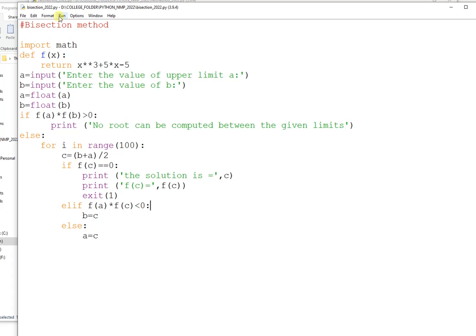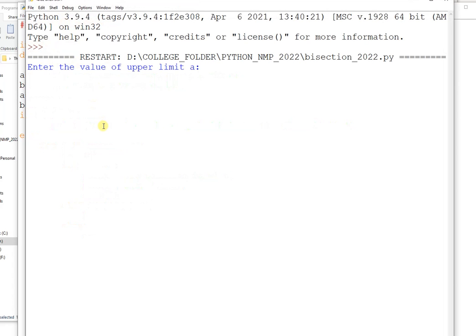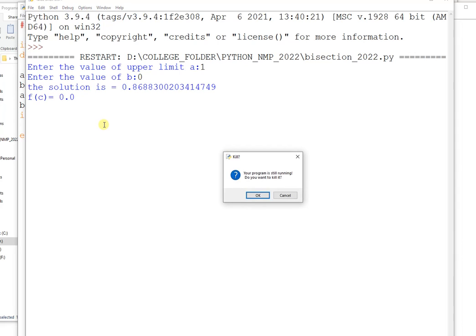So let us run the program. Enter the value of upper limit. Upper limit we have put 1. Then lower limit 0. The solution of this equation is 0.8688 etc. And f of c is equal to 0. When you substitute this value in the function, you will get 0. So that is the solution of this equation.